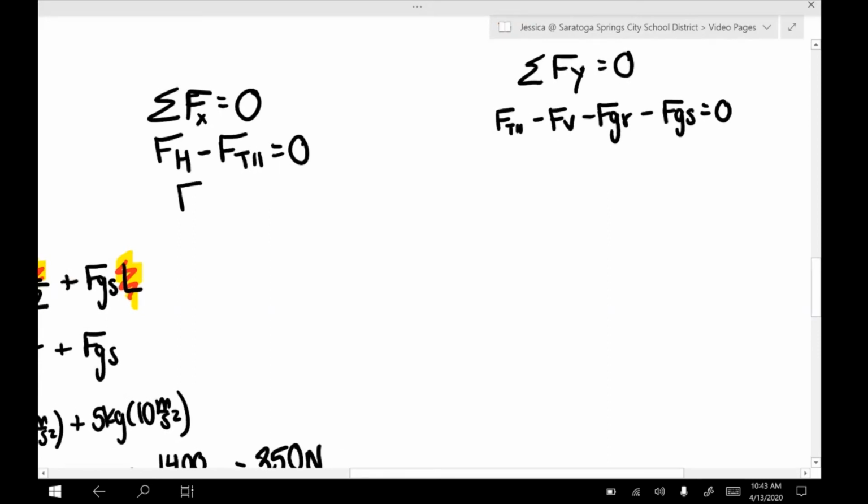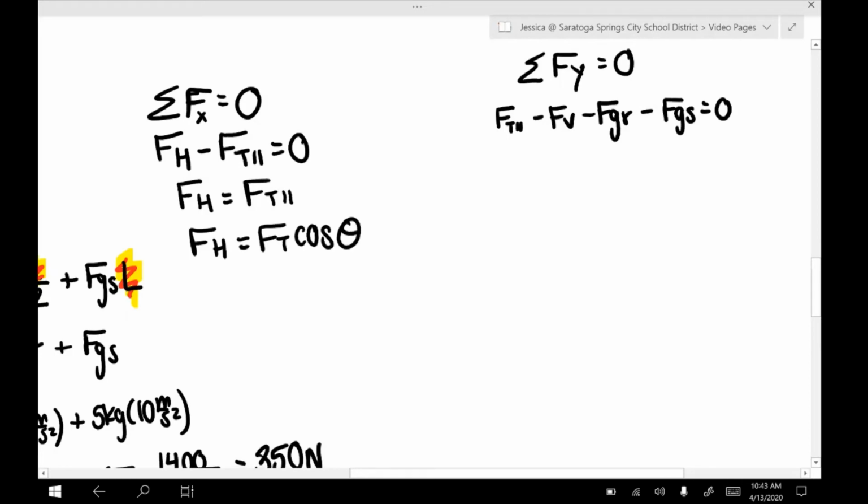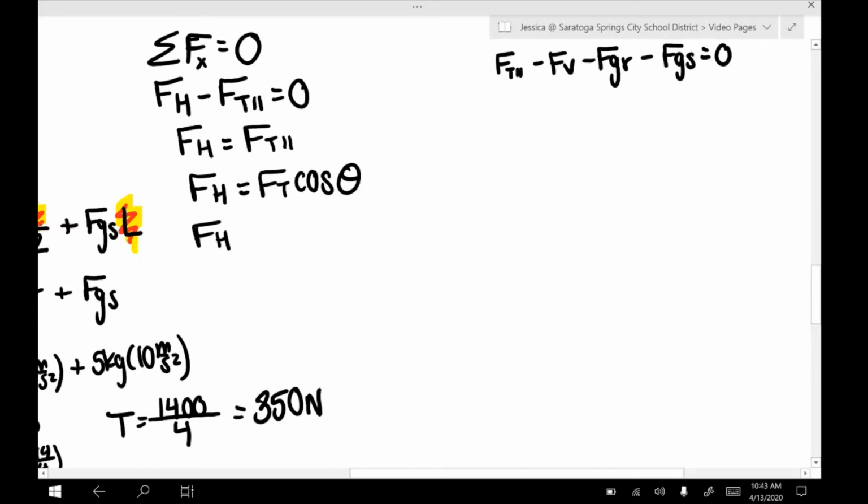Okay, so this says that the horizontal force from the hinge equals the parallel or x component of the tension, which is going to be the tension times the cosine of theta. So that's going to be the 350 newtons times the cosine of 30 degrees, which is going to be a number that's going to be ugly because the cosine of 30 is not as nice as the sine.